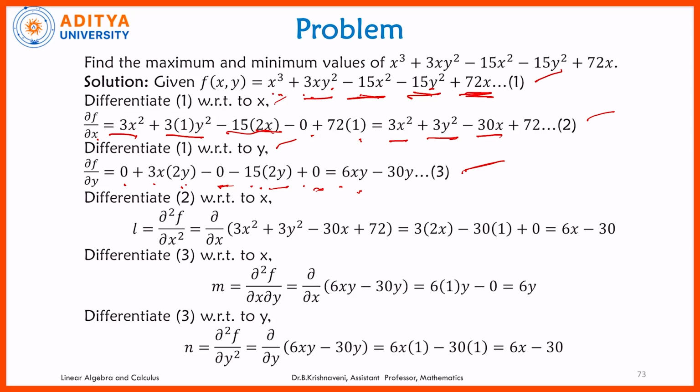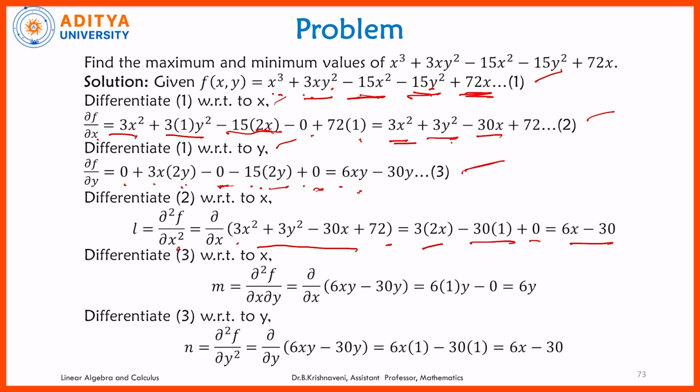Now, next we need to find out L, M and N. What is L equal to? Dou square f by dou x square. That is dou by dou x of dou f by dou x. What is dou f by dou x? 3x square plus 3y square minus 30x plus 72. Differentiating with respect to x partially, which is equal to 6x plus 3y square derivative 0, minus 30 into 1 plus 0. So, which gives 6x minus 30.